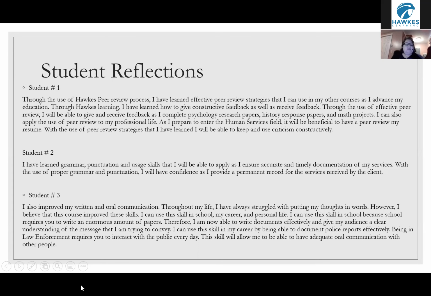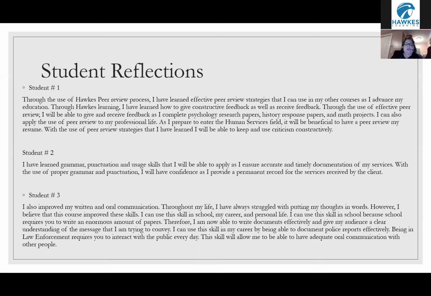And here are some of the comments the students have given me since I've been piloting this system, just so you can see a little bit of the feedback that they're giving. One student said, through the use of the Hawk's peer review process, I've learned effective peer review strategies that I can use in other courses as I advance my education.